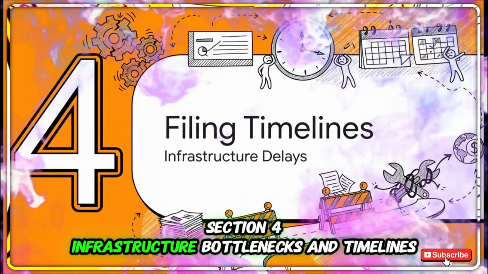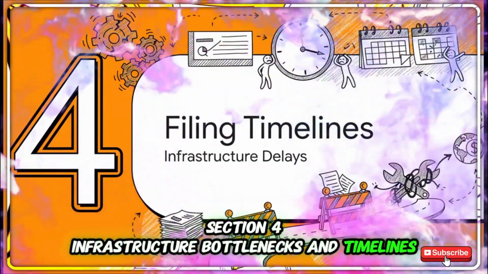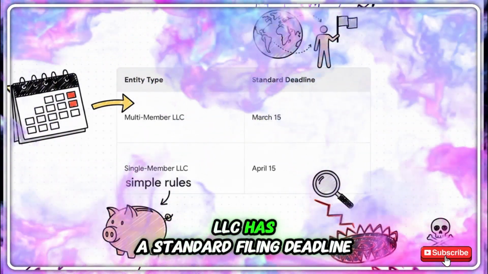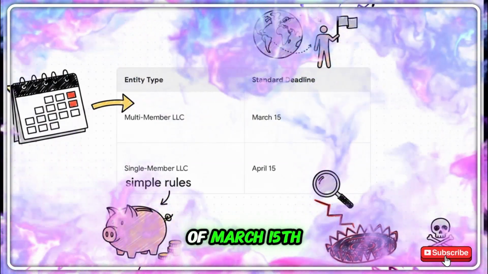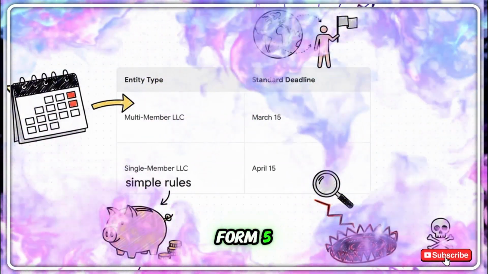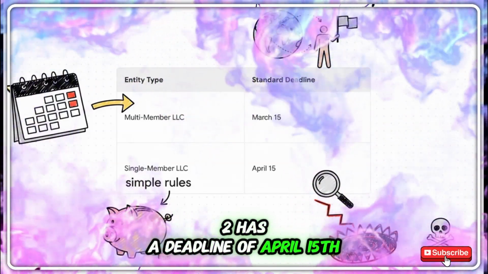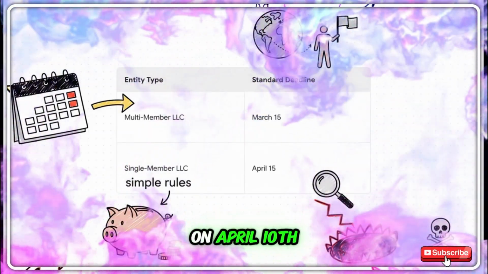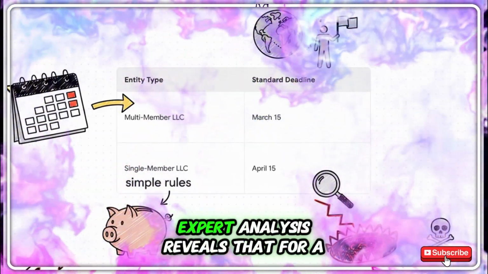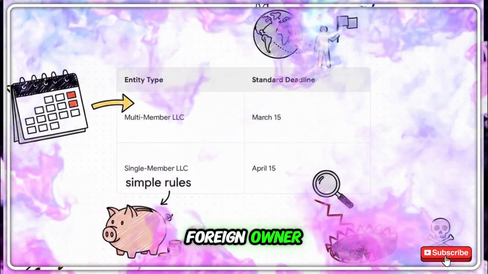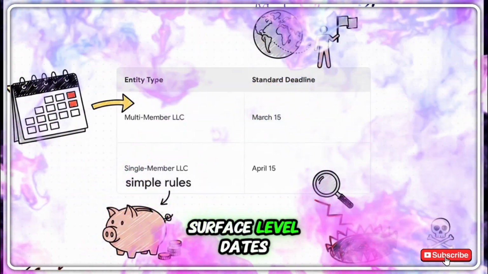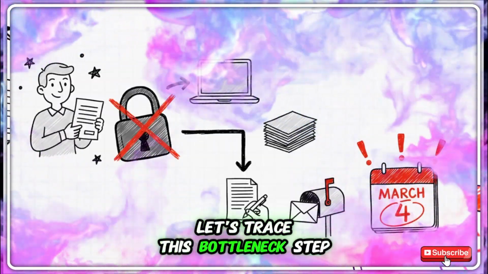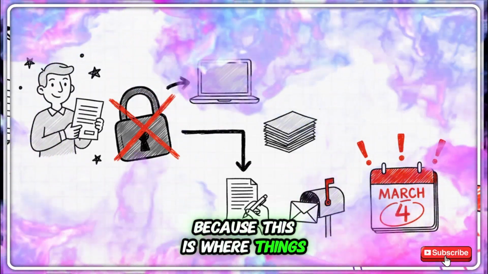Section 4, infrastructure bottlenecks and timelines. On the surface, the rules seem pretty straightforward, right? A multi-member LLC has a standard filing deadline of March 15th, while a single-member LLC filing Form 5472 has a deadline of April 15th. You might look at that and think, great, I've got plenty of time. I'll just ping an accountant on April 10th and get this handled. But deep expert analysis reveals that for a foreign owner, relying on those official surface-level dates is actually a really dangerous operational trap. Let's trace this bottleneck step by step, because this is where things get crazy.